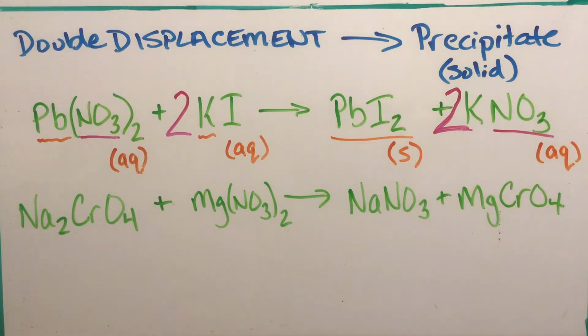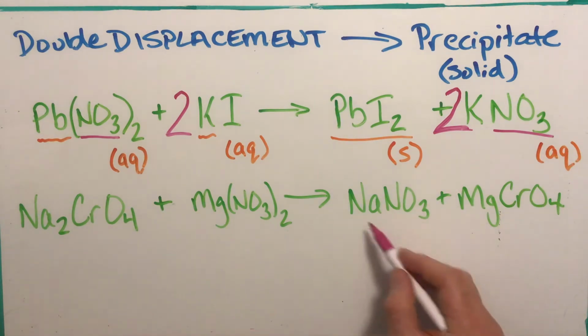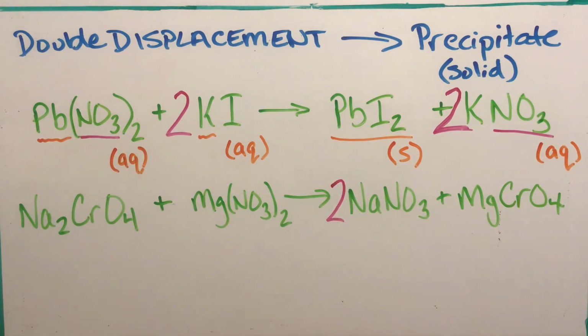So now we simply have to see if we're balanced. We'll do the balancing here. 2 sodiums, only 1, so we'll put a 2 there. 2 sodiums, 1 chromate, 1 chromate, 1 magnesium, 2 nitrates, and 2 nitrates. So this is balanced simply with that 2. Now we're going to do the states again.